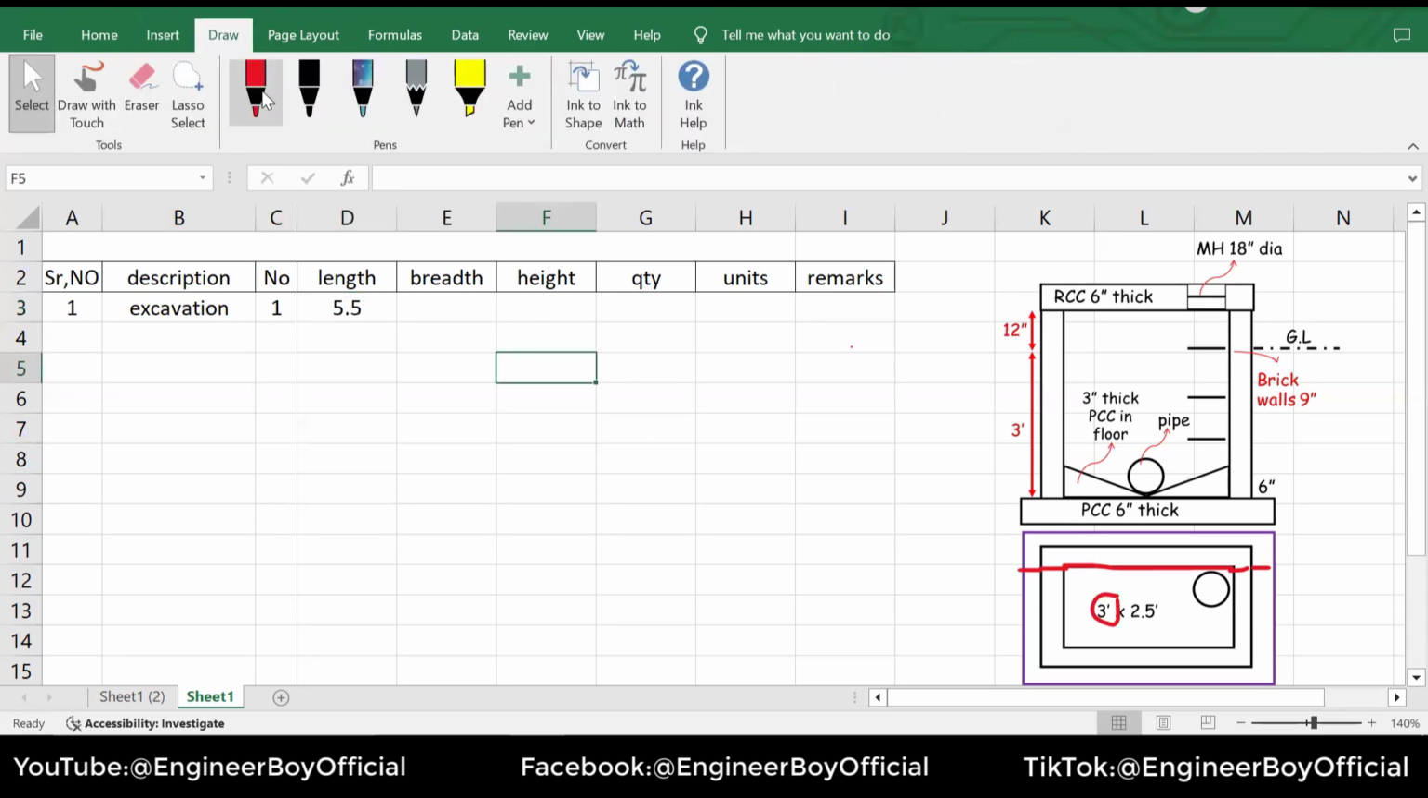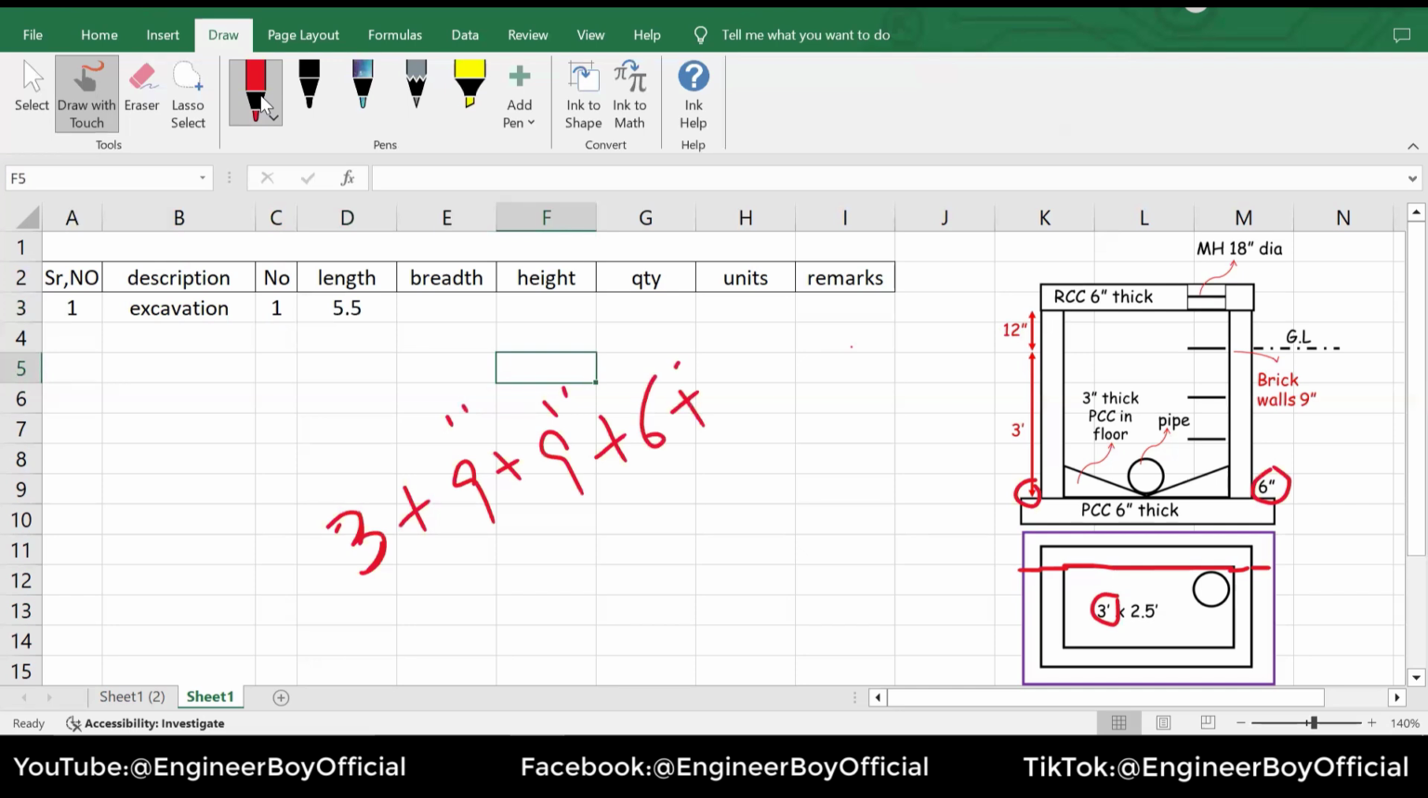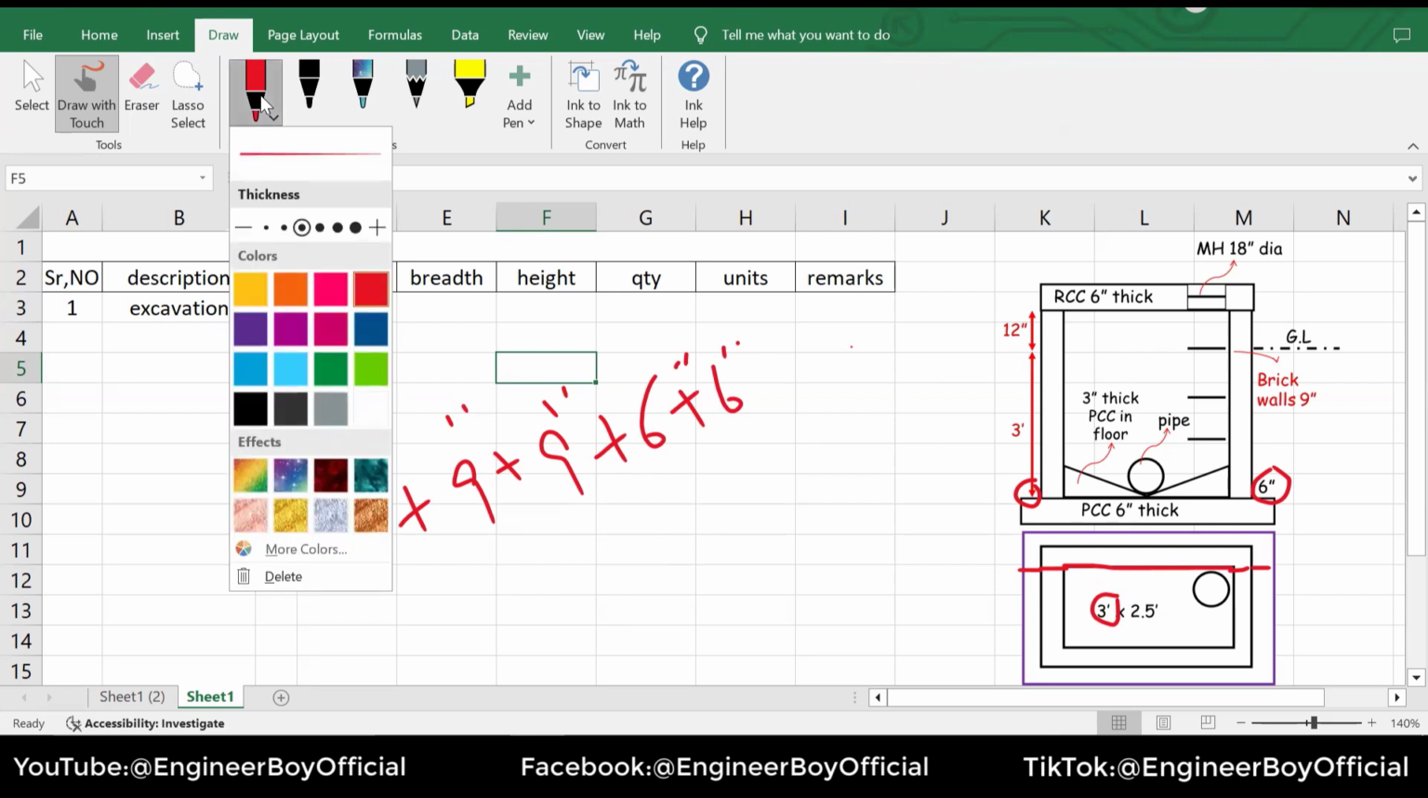Let me have my pen so you guys can see it. Now, the length is 3 feet, plus 2 times wall thickness, which is 9 inches plus 9 inches, and 6 inches for one side and another side for those PCC projections. So 6 plus 6 inches. So the total becomes 5.5. Very simple. If you have any question, you can ask me, of course.